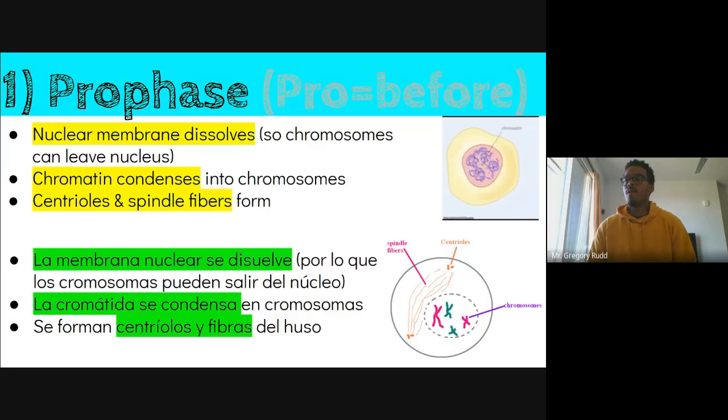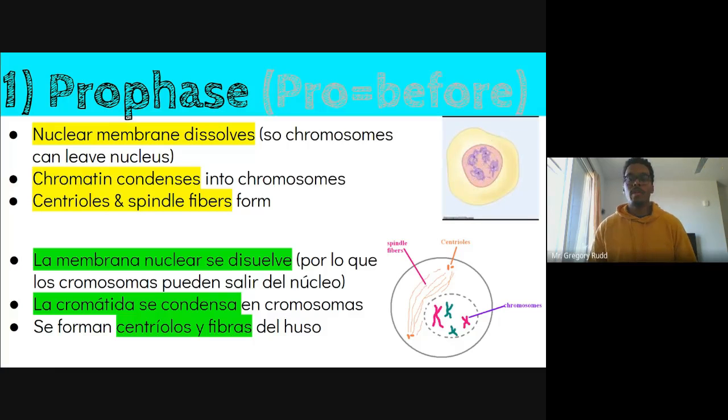The first step, prophase. Pro is a prefix that we've seen before. We saw it in the word prokaryote, and it means the same thing. It means before. In prokaryote, what we meant was a cell that comes before the nucleus. Here, we use the word prophase to mean before the other steps. Before the nucleus can actually be divided, these are the things that need to happen.